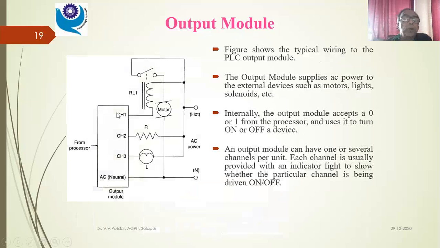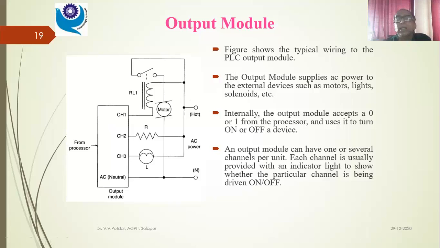In the output module, so this is my output module. From this processor, the control signal has come. Now the actuation has to take place. So either I have a lamp or a solenoid or a motor, right? So that the actuation will take place. The figure shows the typical wiring to the PLC output module.